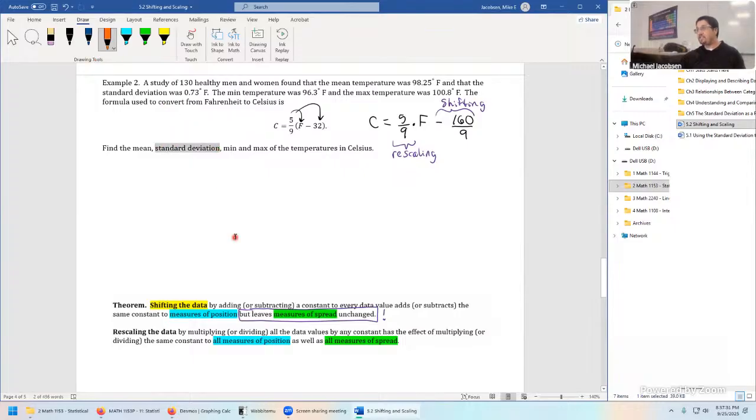Well, let's focus on standard deviation. That was a measurement of spread, right? So S in Celsius, I'll just write C for Celsius, is 5/9 times, we go to the temperature, 0.73 was that standard deviation, 0.73, and that's the entire formula. We totally ditch this part.